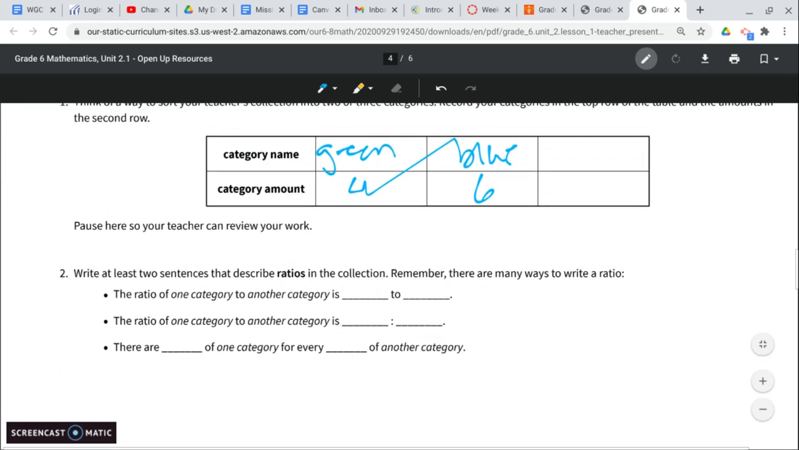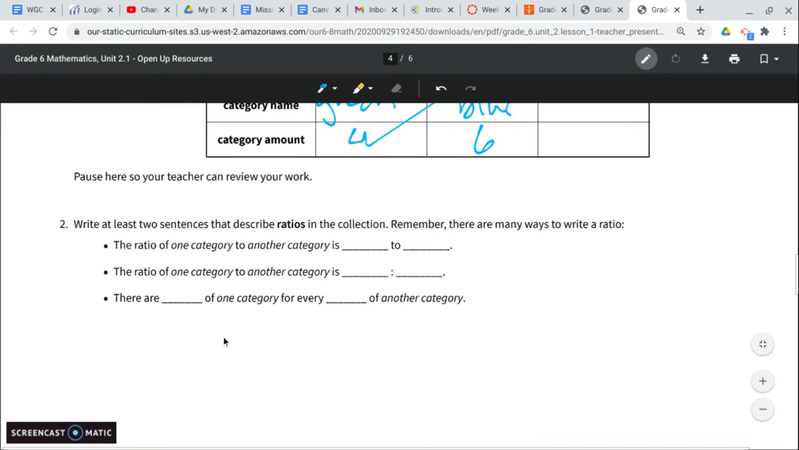Now, write at least 2 sentences that describe ratios in the collection. Remember, there are many ways to write a ratio. Ratio is your key word for this lesson. These are the different ways we have to write out a ratio. The ratio of one category to another is blank to blank. The ratio of one category to another is blank, and then we use the colon and then another blank. That also represents 2.